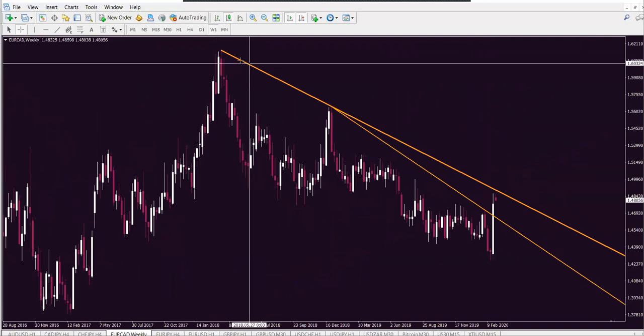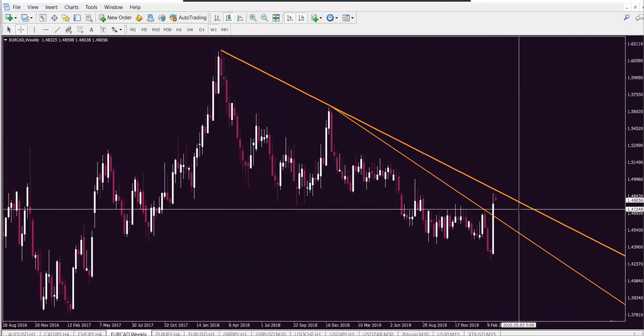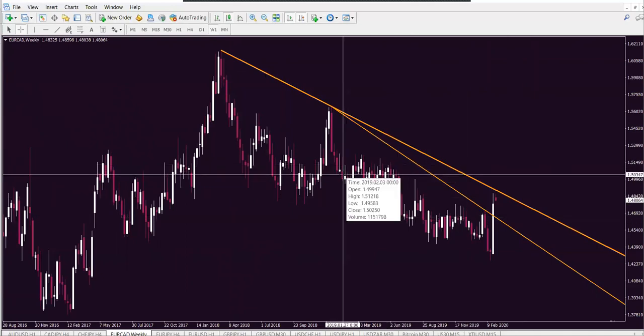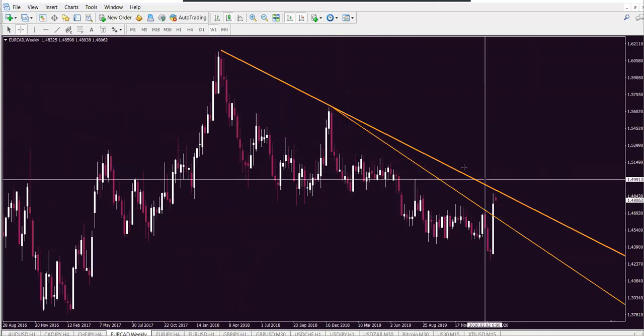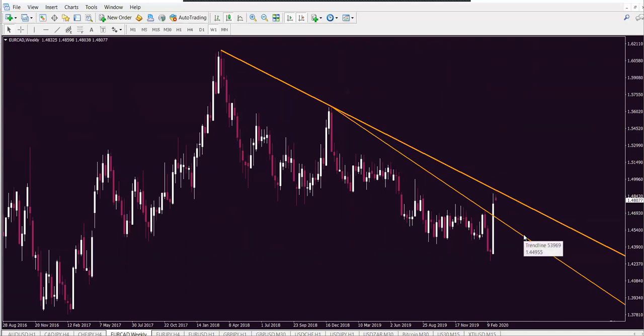On the weekly, we see a bearish trend. This is the main trend line, and this is the minor one. We see price broke the minor one, but it still hasn't broken the main trend line. So to me, it's still considered bearish, alright, guys.